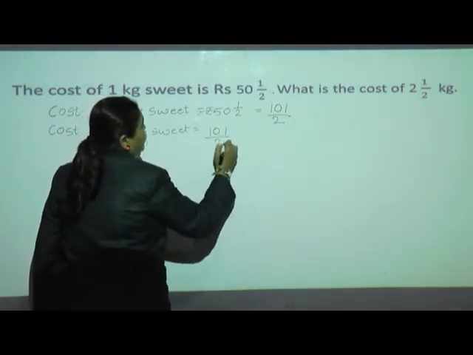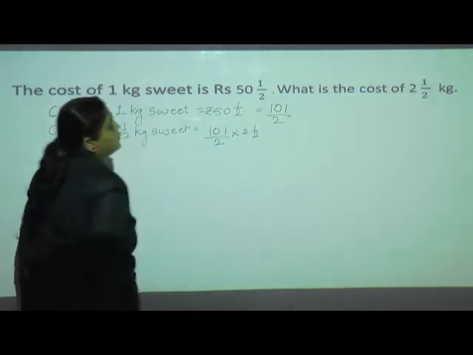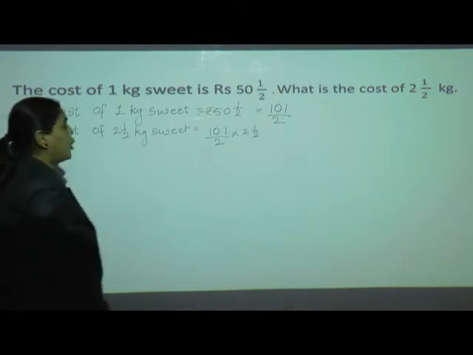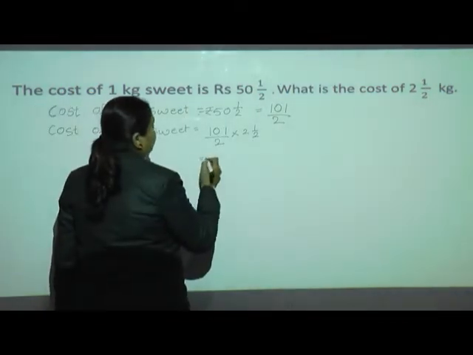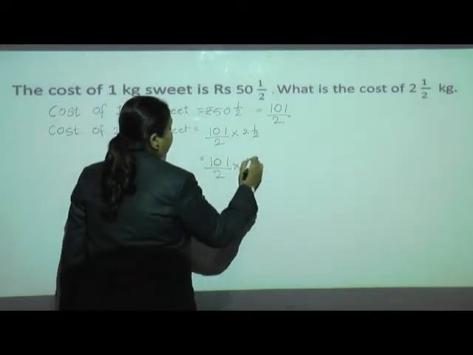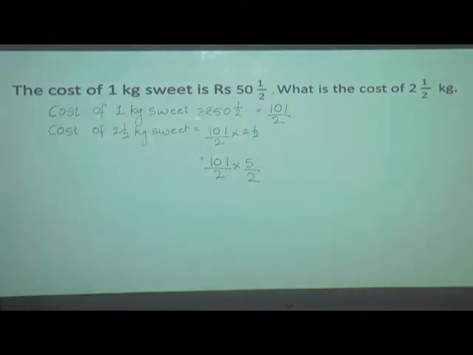201 upon 2 multiplied by 2.5 means what? Again we have to make it into an improper fraction, so we will continue here only. We have to write 101 upon 2 multiplied by 5 upon 2. In this way, now it is very easy. If it is possible to reduce, you have to reduce.